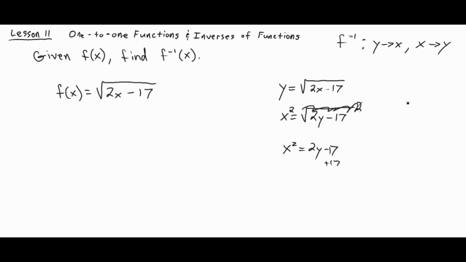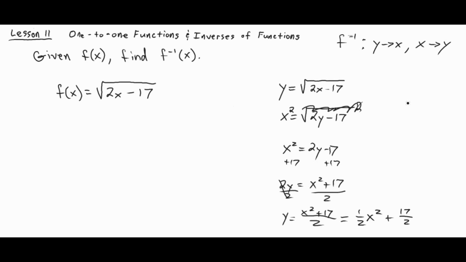Now I'm going to add 17 to both sides, and I'm going to switch it around. I get 2y is equal to x squared plus 17. Then I'm going to divide by 2 on both sides, and I wind up with y is equal to x squared plus 17 over 2, which can be rewritten as 1/2 of x squared plus 17 over 2. And now it's in standard form, okay?